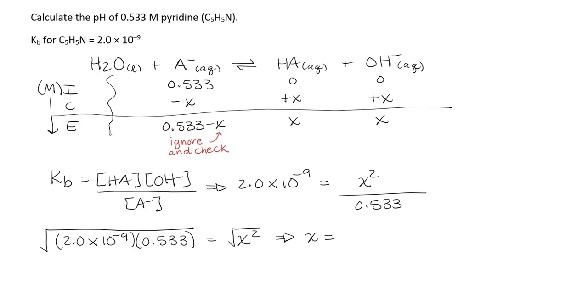For the sig figs, we have two and three, so our final answer will be rounded to two. Doing the math, we have 2.0 times 10 to the negative 9 times 0.533. Take the square root of that. Rounded to 2 sig figs gives us 3.3 times 10 to the negative 5. We still have some work to do. We need to check the assumption, and then we need to use x to finish the problem.